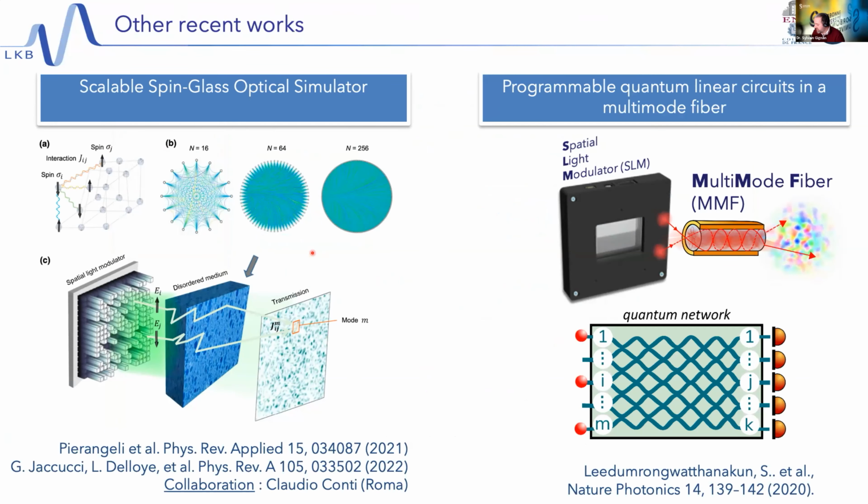I just wanted to mention two other works that I won't have time to discuss today. We also showed with the same system that we could simulate a spin glass system and basically accelerate the energy calculation for ground state calculation. And we could also do some kind of linear circuit for quantum information, using as a complex medium not a scattering medium like a layer of white paint, but multimode fibers. And if you're interested, you can also check this paper.